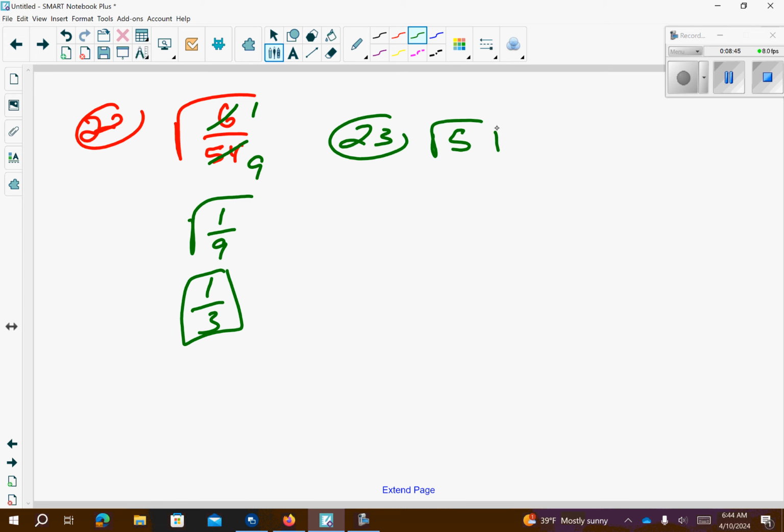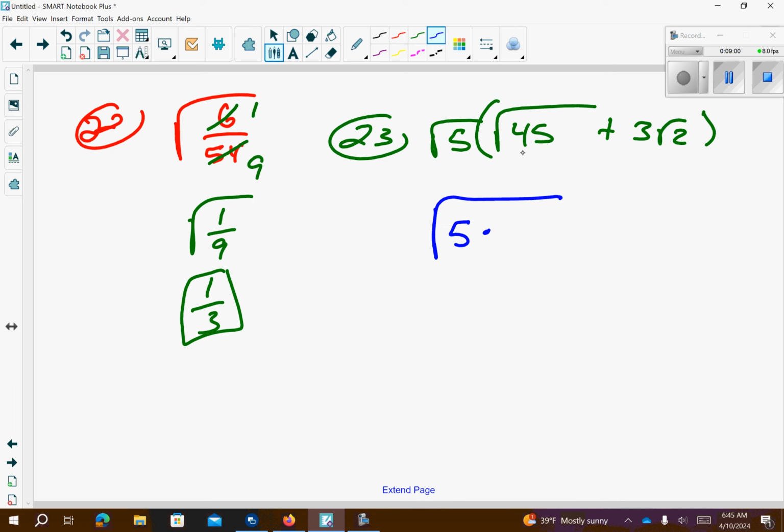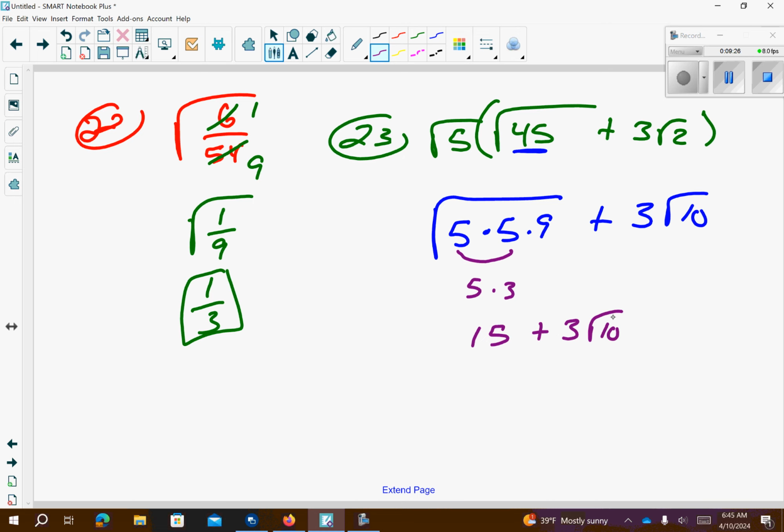I get root 5 times root 45 plus 3 root 2. All right, I don't know if I'm going to multiply 5 and 45 together. This is what I'm going to do. 5 times, let's break 45 down. That's 5 times 9 plus 3 root 10. Okay, so let's think about a couple things. Is 5 times 5 25? The answer is yes. What's the square root of 25? 5. What's the square root of 9? 3. So 5 times 3 is going to give me 15. 10 only breaks down to 5 and 2. Neither of those are perfect squares, so then I'm left with this.